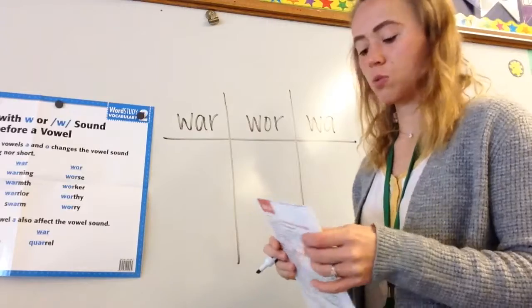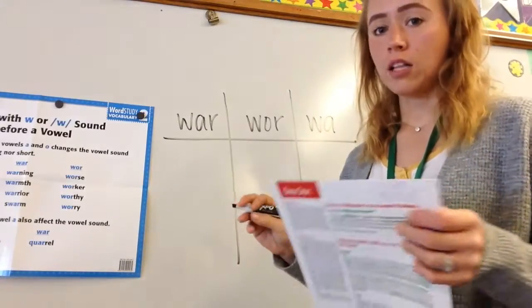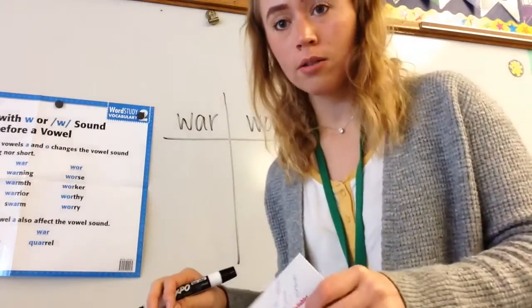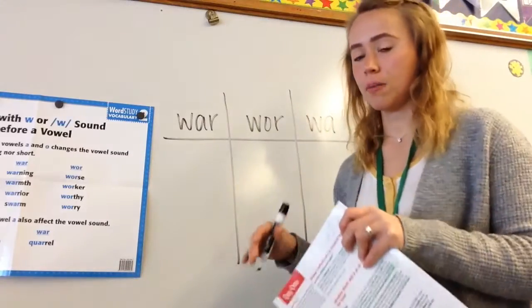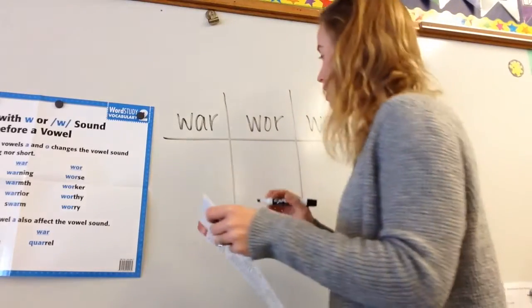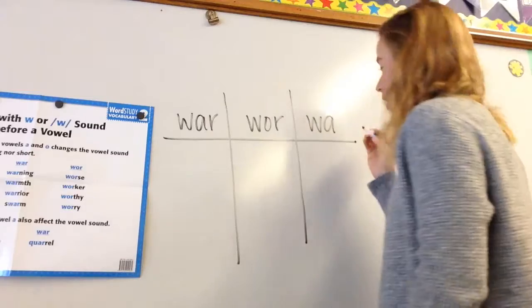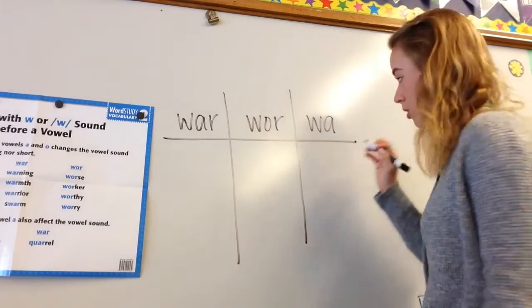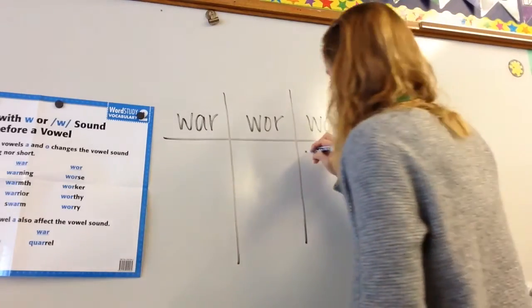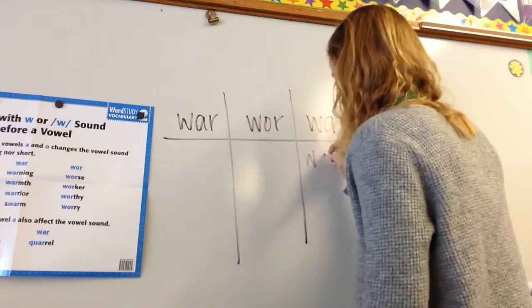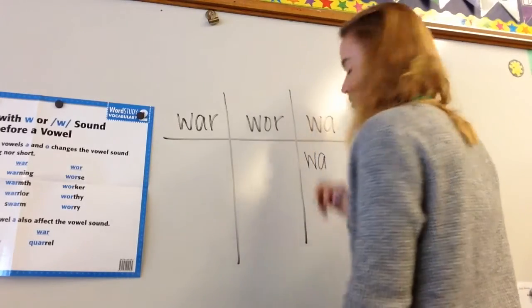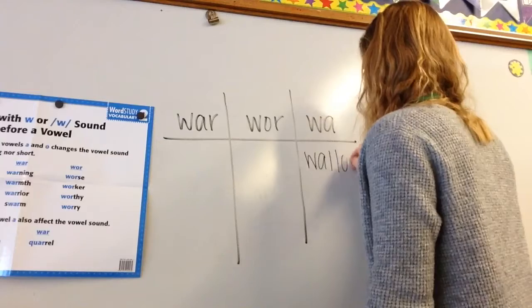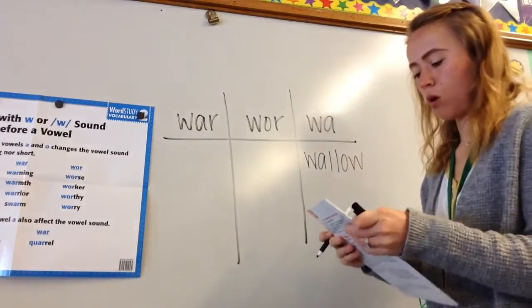My first word is wallow. Wallow means to roll around, like pigs roll around in mud. Pigs can wallow in mud. So wallow is spelled W-A-L-L-O-W. So there I have a W-A. You say wallow. Wallow means to roll around.